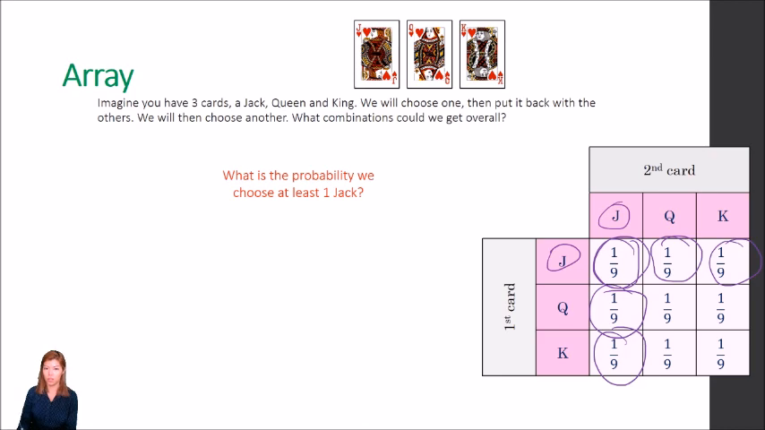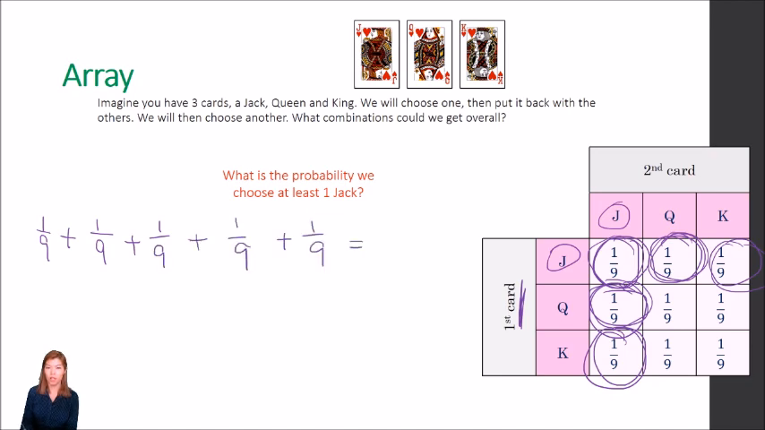Remember, this is the first card. That's why I'm reading it as queen jack here, but jack queen there. So those are the ones we want. We want this, or this, or this, or this, or this. So what does "or" mean again? We're adding them. So we want 1 over 9, or 1 over 9, or 1 over 9. I'm just writing them all out, and we get 5 over 9, just like we did before.